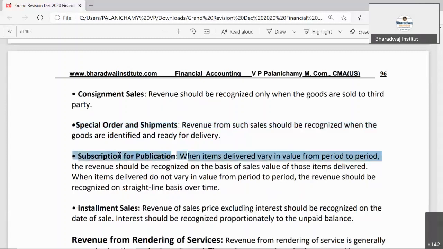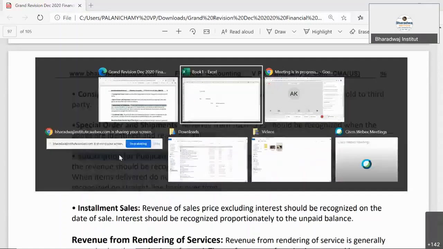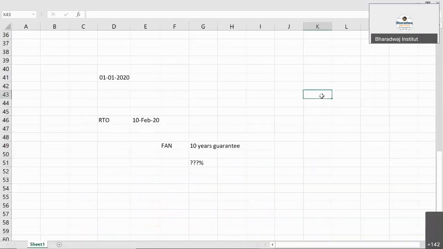In case of subscription, let's assume a newspaper reader has subscribed for the newspaper from 1/10/2020, and the subscription goes up to 30th September 2020. Now, we are closing the books of accounts on 31st March 2020.